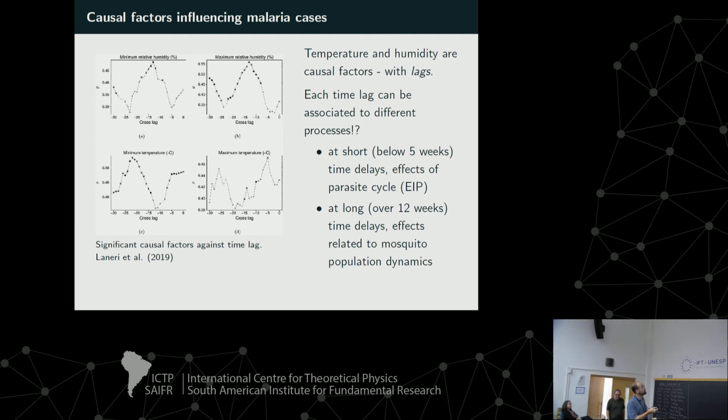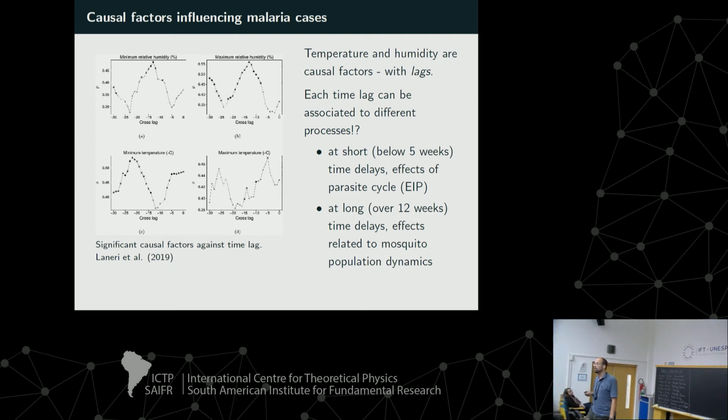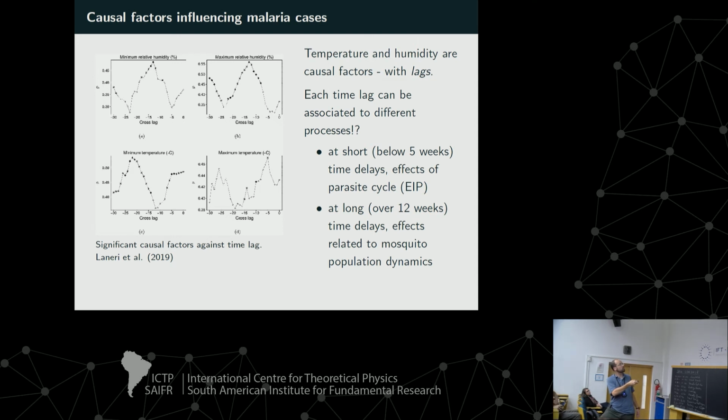Now we can think, okay, there are some short time lags and some long time lags, like here 13 and 22 weeks, right? So we expect the short ones should be related to infection, to the parasite cycle, and how does temperature... so we see here that it's always temperature, right? So how does temperature affect transmission, right? So usually this happens because of the extrinsic incubation period, EIP here, right?